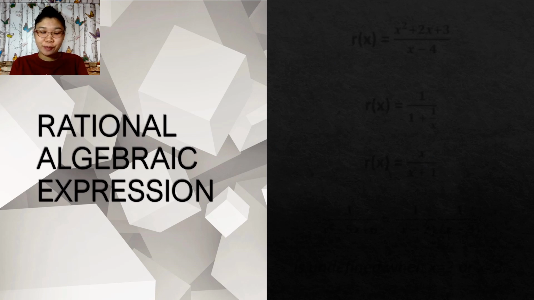It is very important to first define what our main topic is about. The definition of a rational algebraic expression is: it is an algebraic expression that can be written as the ratio of two polynomial expressions. Again, the ratio of two polynomial expressions.